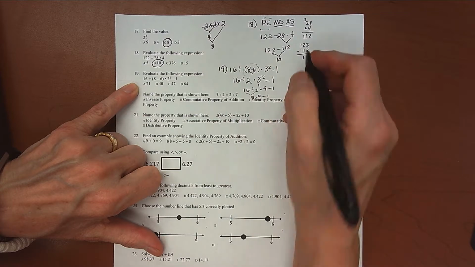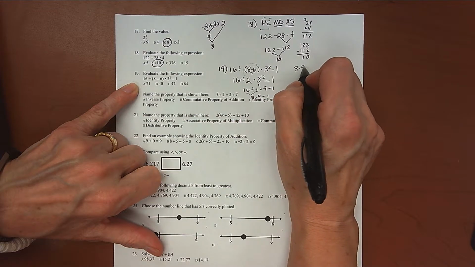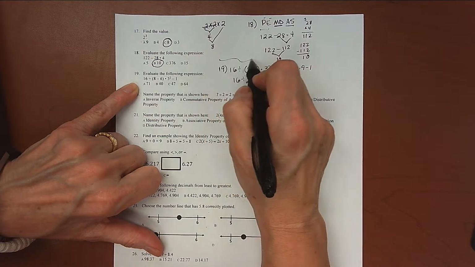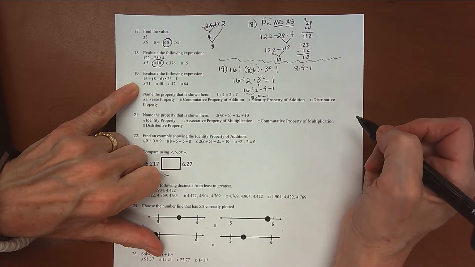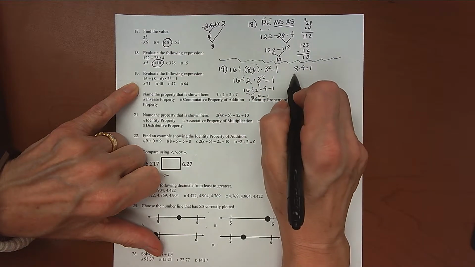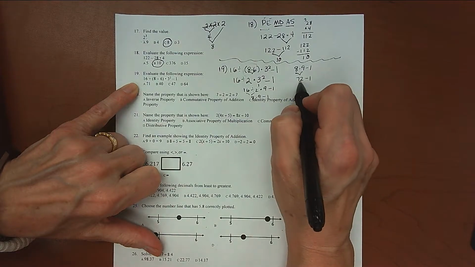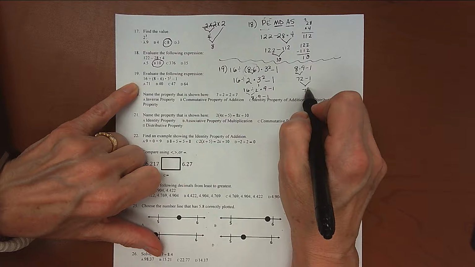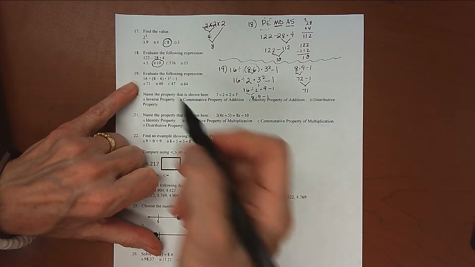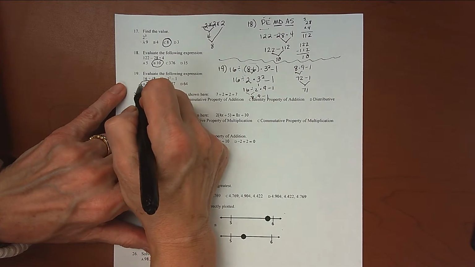And I'm out of room here, so I'm going to move my problem up here. A little squiggly here so we don't get our math confused. Alrighty, so now I can do my 8 times 9, which is 72. And finally, I can subtract my 1, and we've got 71. So we're looking for an answer of 71 over here, and I see that with A.